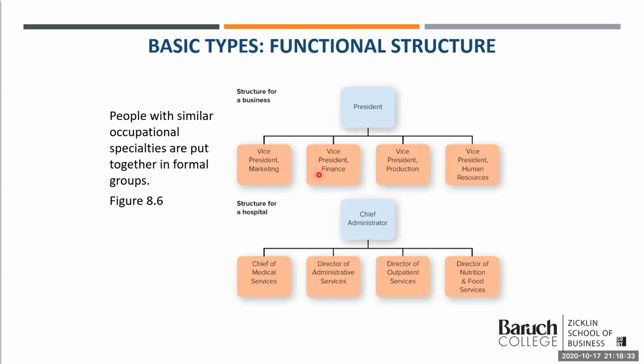And so you can see that marketing and financing are different functions that need to be done within a company, and that the people within that company are organized along those different functions. So the finance people will all work together. The people working in the marketing function will all be grouped together. And here's another example in a hospital. So chief of medical services, so people actually delivering medical services, they'll all be grouped together. The people doing administrative work will be grouped together, etc.